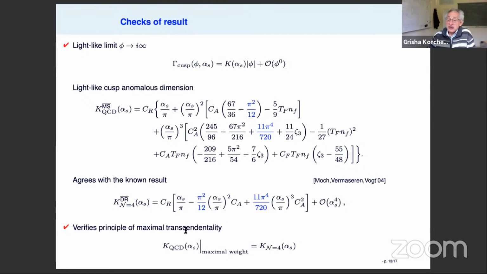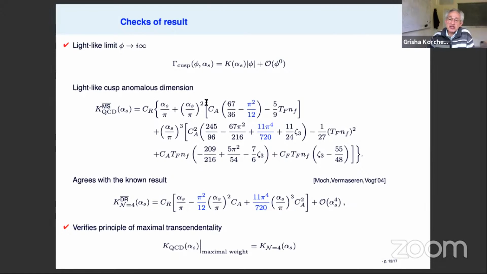So now let's try to see whether this result goes through various checks. So first check, I told you that if you go to the limit of large angle, pure imaginary angle, which corresponds to the massless particle scattering, the cusp anomalous dimension should be a linear function of the angle. And indeed, you take this result, you verify indeed it's a linear function of the angle, with the corresponding coefficient being this light-like cusp anomalous dimension.